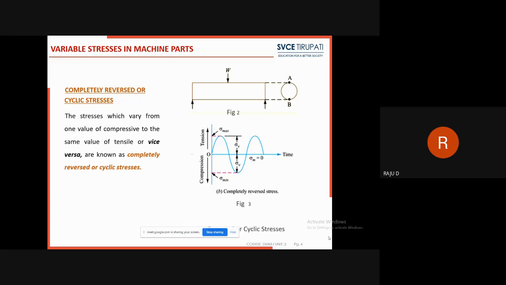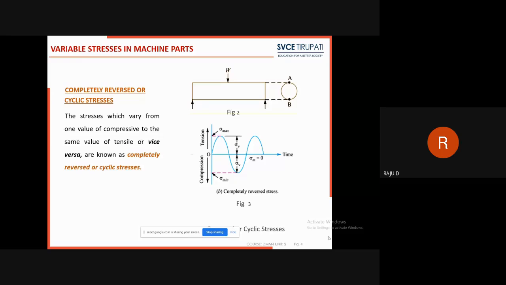That is, one is the maximum value, one is the minimum value. At the same point we have to observe both compressive and tensile. Those types of stresses we call cyclic stresses. The best example of these cyclic stresses is a spring. Okay? So spring is one of the best examples.